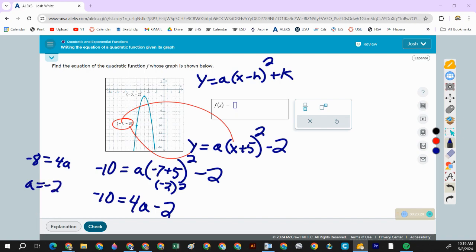is negative 2. So the equation of this parabola is y equals negative 2 times x plus 5 squared minus 2. And I mean, it kind of looks like it. It was hard to tell from the graph that it was going to be negative 2. I thought it was going to be a fraction. All right, let's do another one.